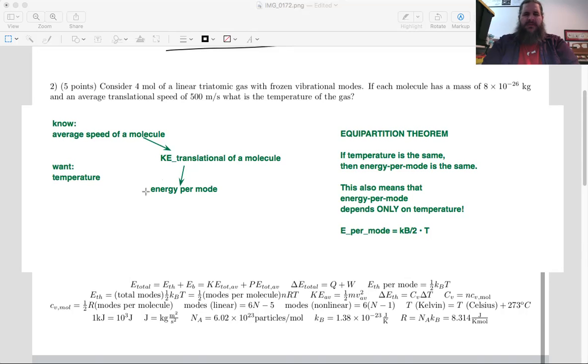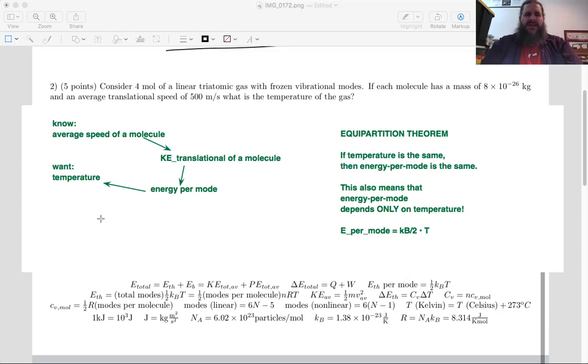And once we know the energy per mode, we can use that to find the temperature using the idea of equipartition, that the energy per mode is half of Boltzmann's constant times the temperature. And this I find is often a very useful way to start a problem.